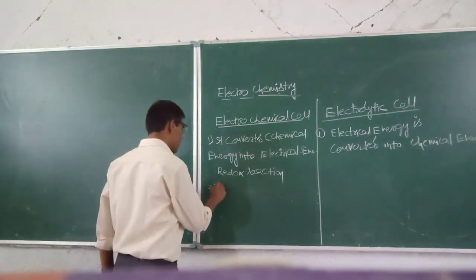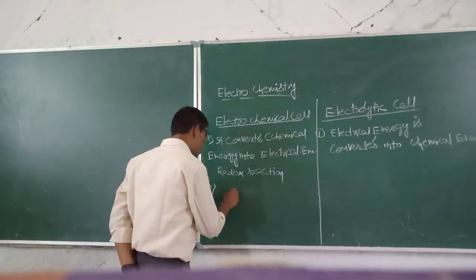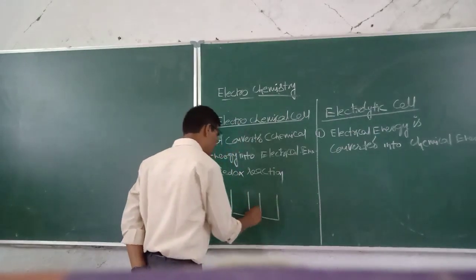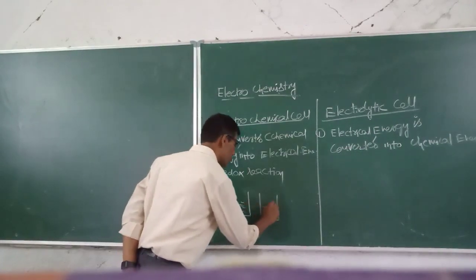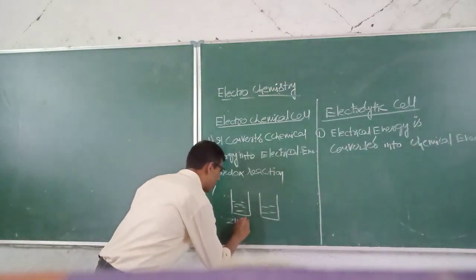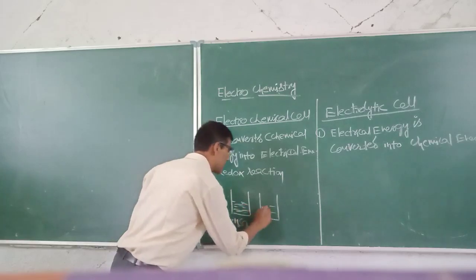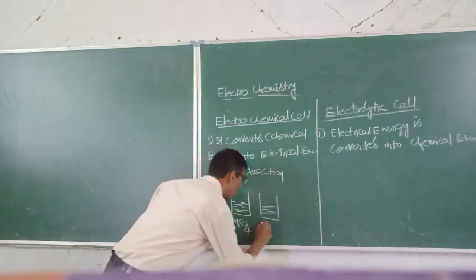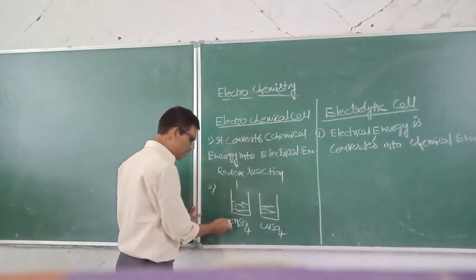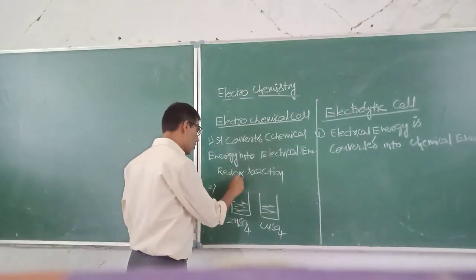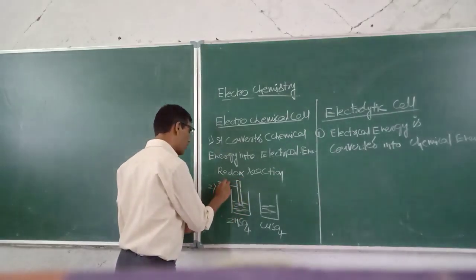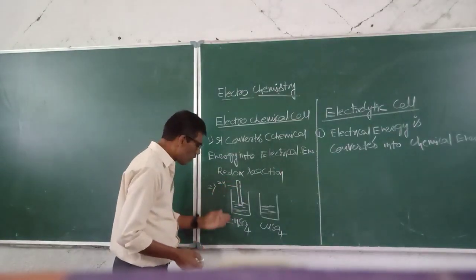The second difference is that in electrochemical cells, we use two different electrodes and two different electrolytes. This is a beaker consisting of, for example, zinc sulfate electrolyte. In another beaker, copper sulfate electrolyte is there. This is another electrolyte. And this is a zinc rod.